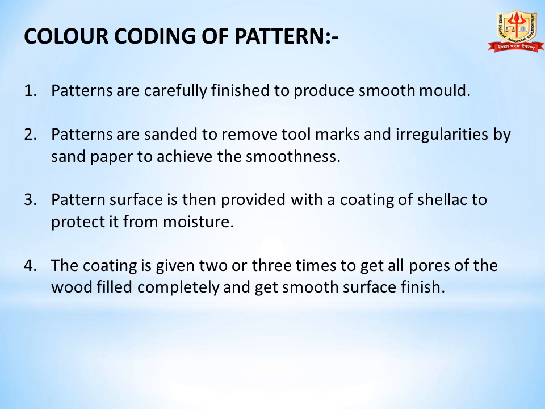Next, we study color coding of patterns. First point, patterns are carefully finished to produce a smooth mold. Point number 2, patterns are sanded with sandpaper to remove tool marks and irregularities and achieve smoothness. Point number 3, the pattern surface is then provided with a coating of shellac to protect it from moisture. Point number 4, the coating is given 2 or 3 times to fill all pores of the wood completely and get a smooth surface finish.